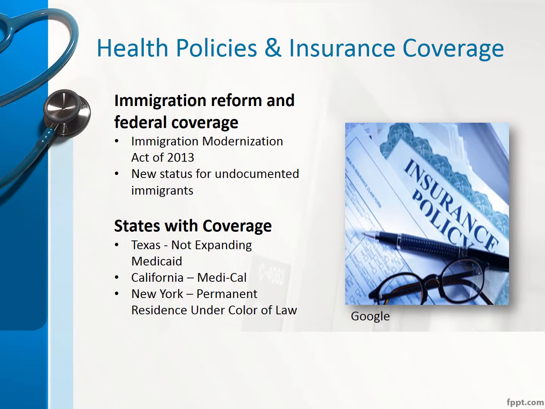Some states with very large undocumented populations have been using their own power to aid immigrants. Texas chose not to expand Medicaid to keep funding for their safety net hospitals. California uses its Medicaid program, called Medi-Cal, to provide health care for undocumented children under the poverty line, emergency aid for the urgently ill, and pregnancy services for expecting mothers. New York has the most robust immigrant law called Permanent Residence Under Color of Law, or PRUCOL, allowing any undocumented immigrant that isn't being actively pursued by the government for deportation the right to access health care.